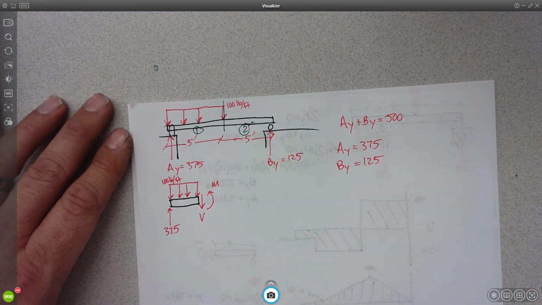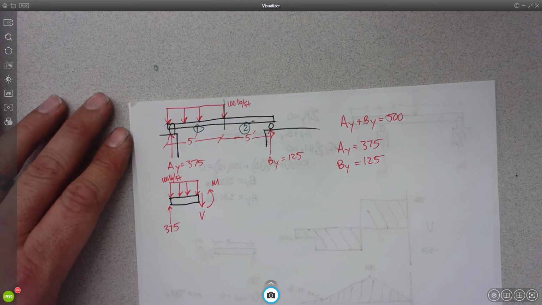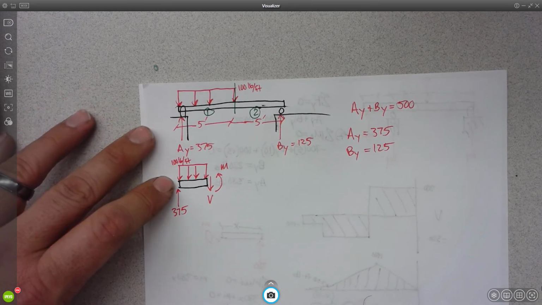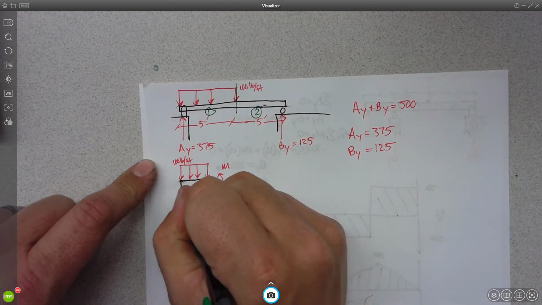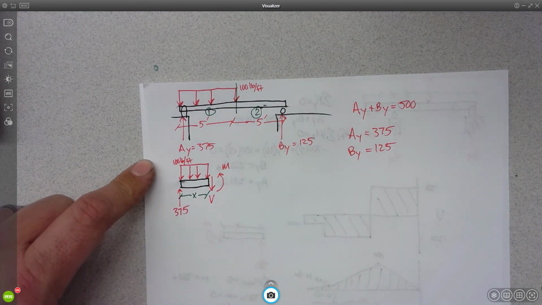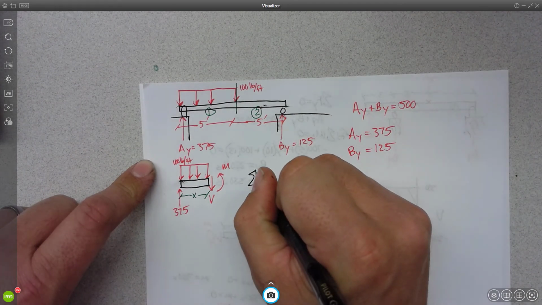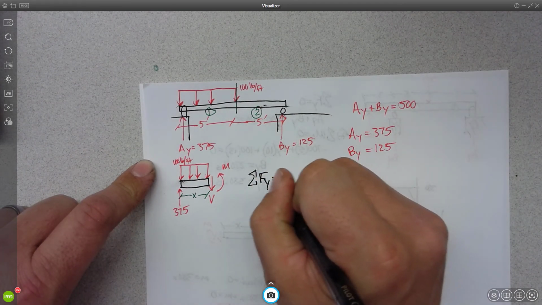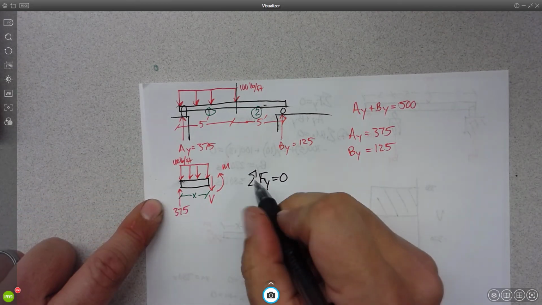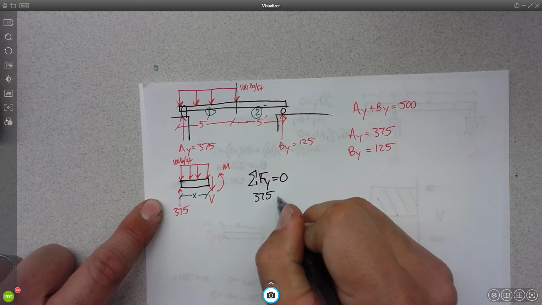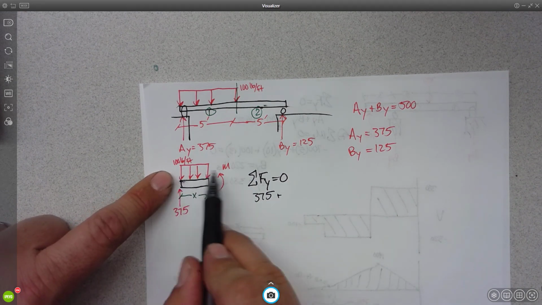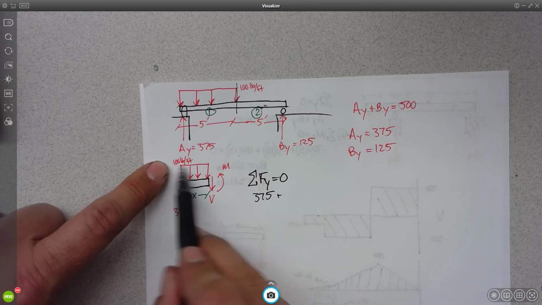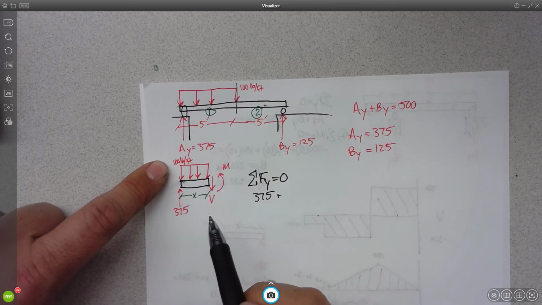What's going on with this? So you have to put it into one force in the middle. Yeah. So we're going to have to sum the forces in the y and set them equal to 0. So what's happening in the y? Well, we have 375 going up. We have some part of our distributed load. So if we wanted to figure out how much this is, how do we figure out if we have a distributed load what its resultant is?